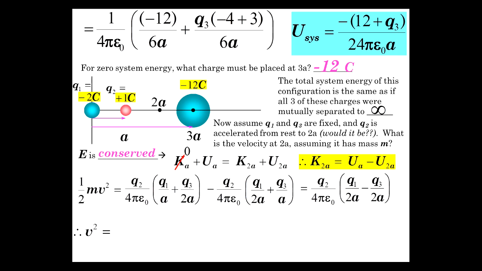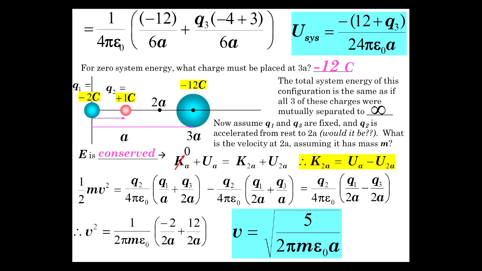So there we go. So now we can solve for v squared. Multiply both sides by 2, divide by m. Well, Q2 is already just 1. So this gives us 1 for Q2 over, we multiplied by 2. It made the 4 into a 2. And we divided by m. Q1 is -2. 2A is 2A. And Q3 is -12, minus Q3 makes this plus 12 over 2A, giving us a speed of 5 over 2 pi m epsilon 0 A. So that was kind of fun.